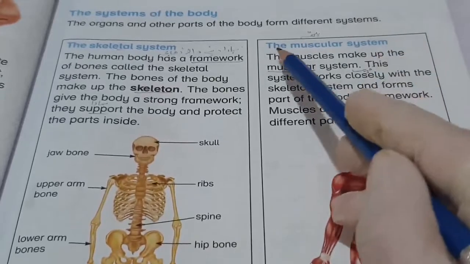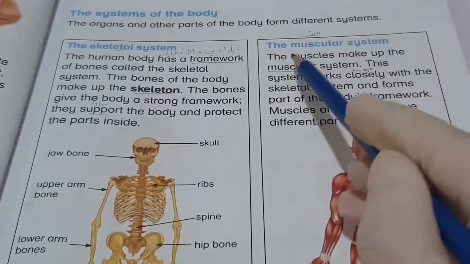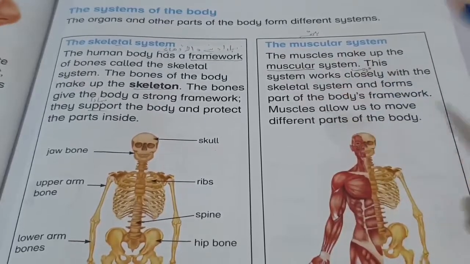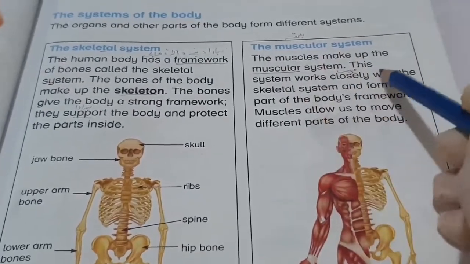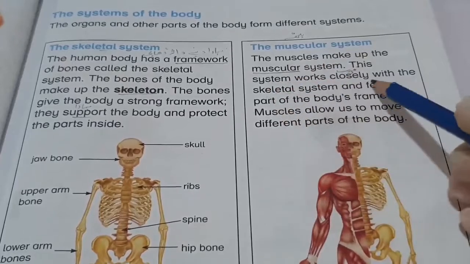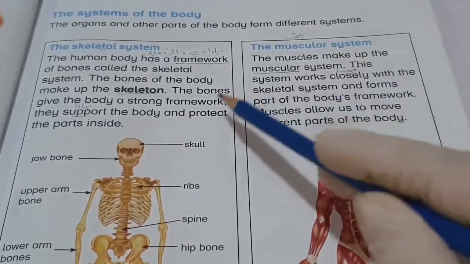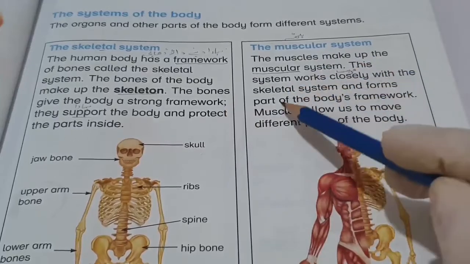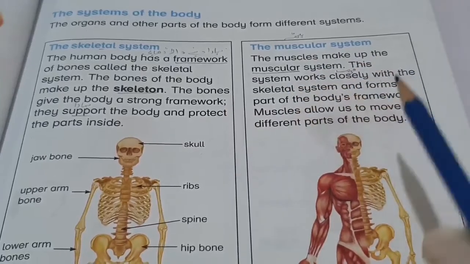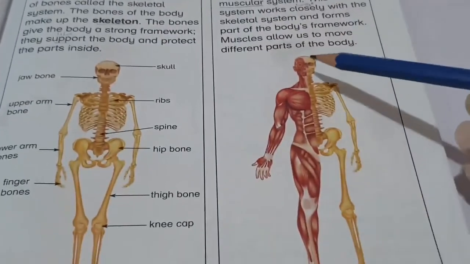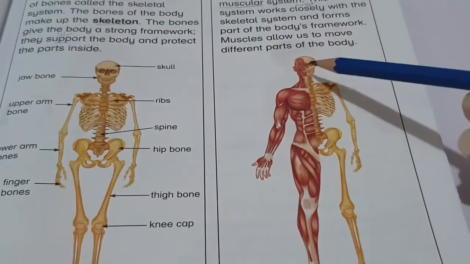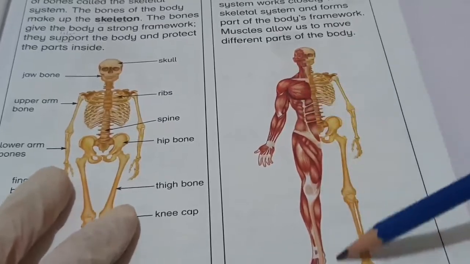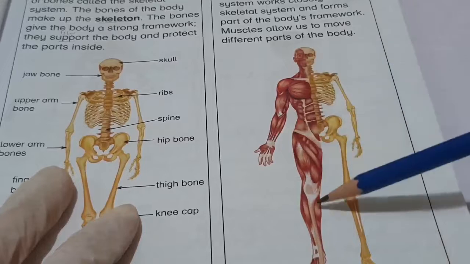So let's read it. The muscles make up the muscular system. All the muscles in our body basically combine together and form a muscular system. This system works closely with the skeletal system, as I've told you, and forms part of the body's framework. So if we have got a framework, then muscles are going to cover all these bones and make a proper body shape.